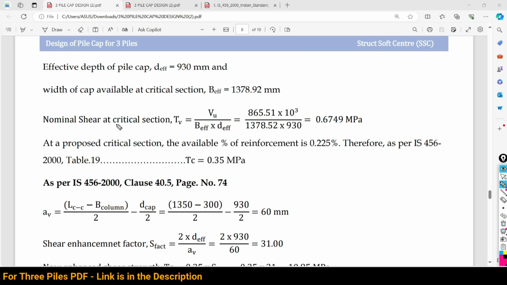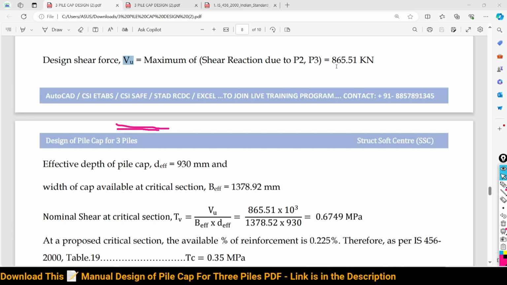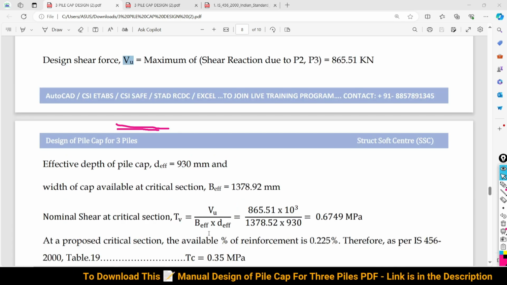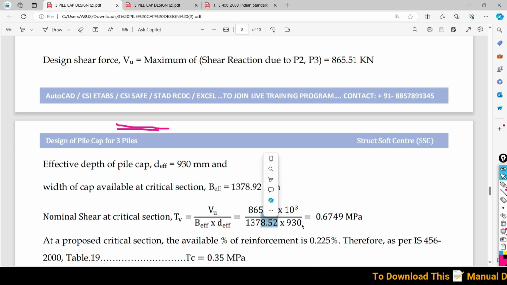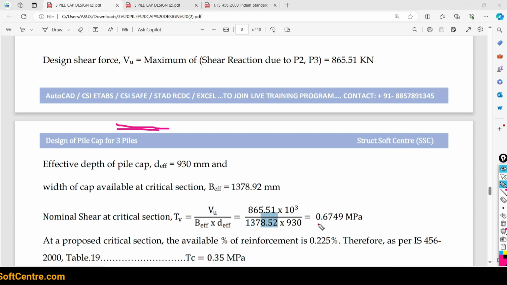Now, the nominal shear at the critical section. Due to the shear force Vu of 865.51 kilonewton being present over this much effective width of the pile cap and this much effective depth of the pile cap, we are going to calculate the nominal shear as 0.6749.